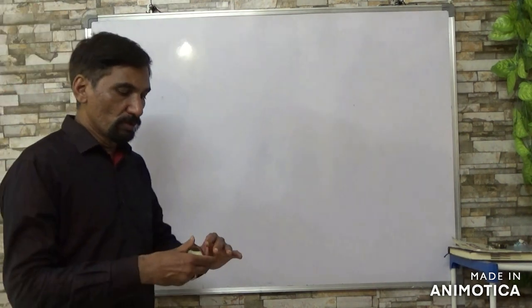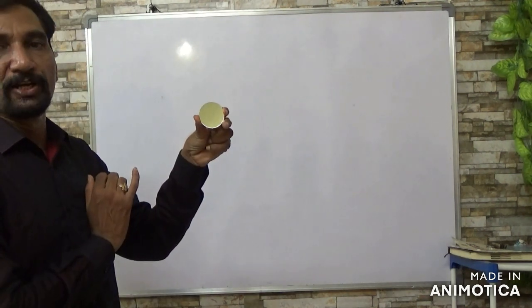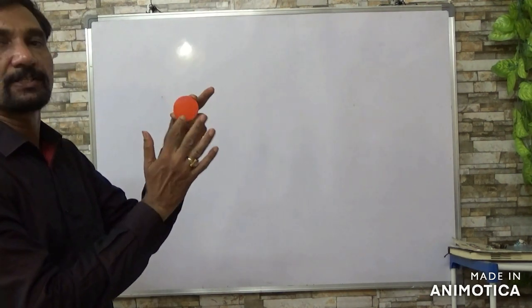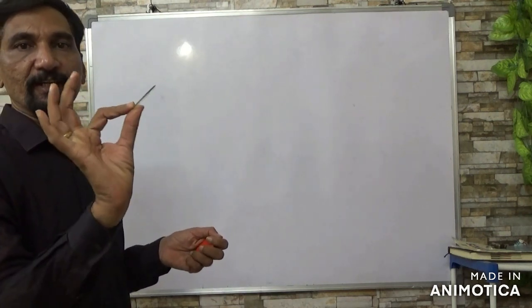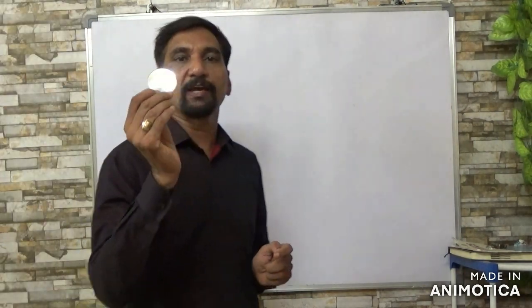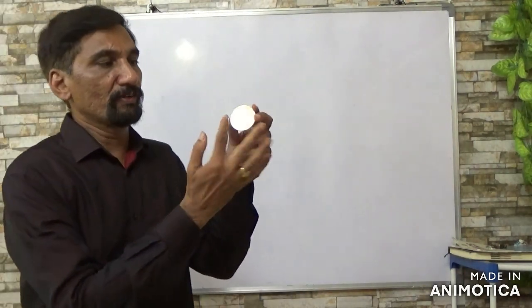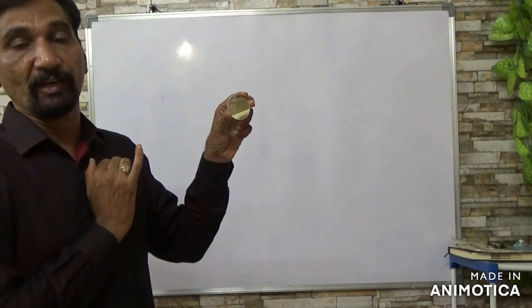So mirror means only one side it is polished, other side it is coated. Lens, both sides it is polished. Concave mirror. Whenever the surface is taken inwards, it is concave.